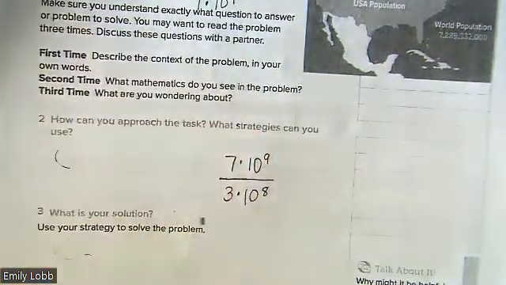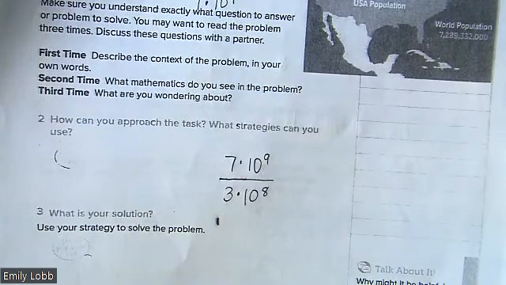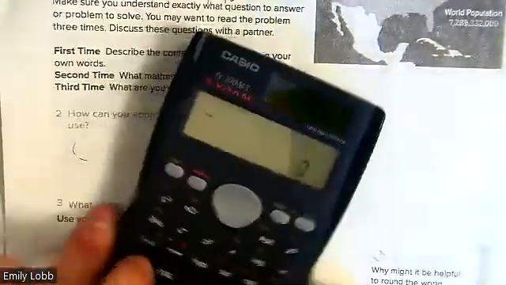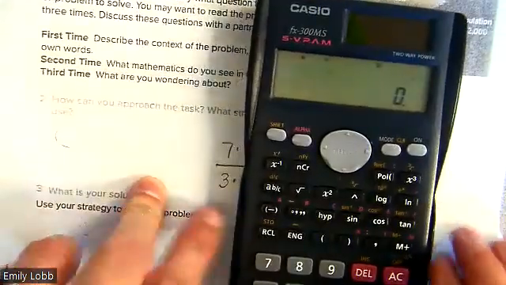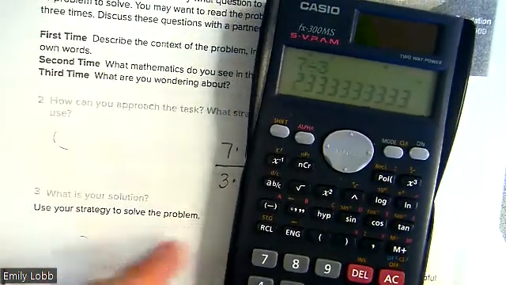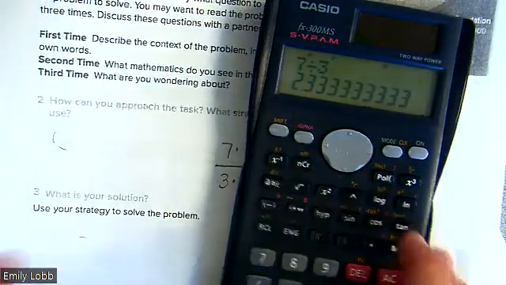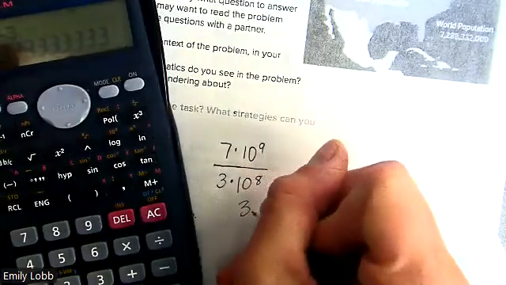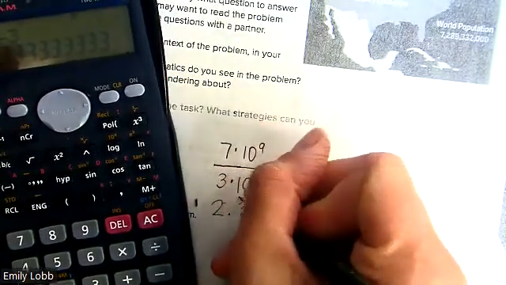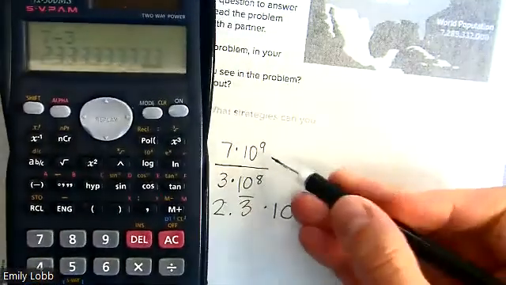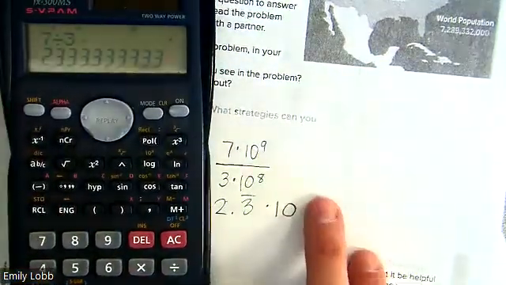So 7 divided by 3. You may absolutely use your calculator. 7 divided by 3. It's 2.3 repeating. So 2 1/3. 2.3 repeating times 10 to what power? How do I figure out what power it is?